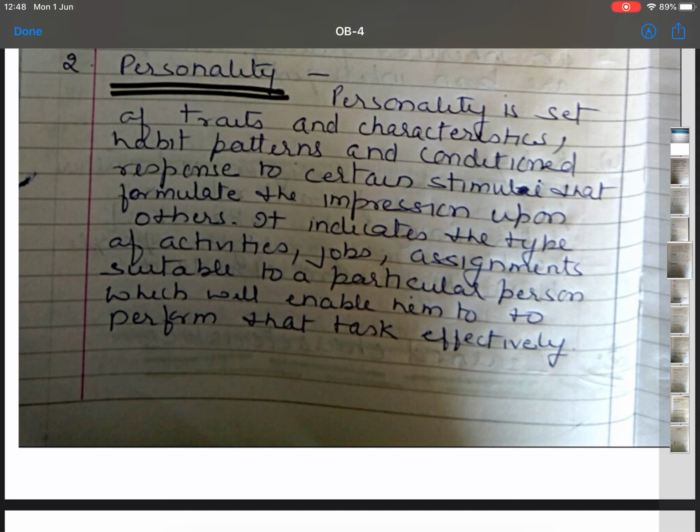So many psychologists assume that personality traits develop in early childhood years and very few personality changes can be made after childhood years.